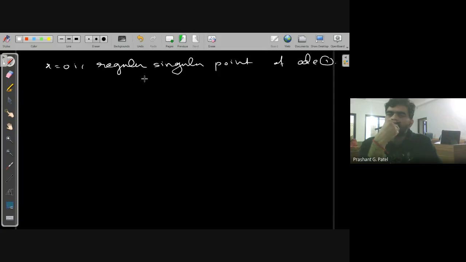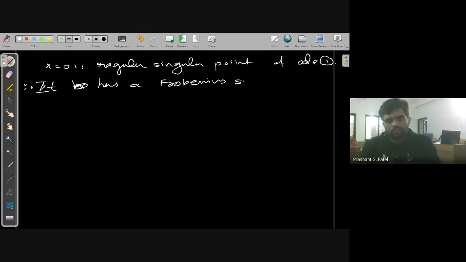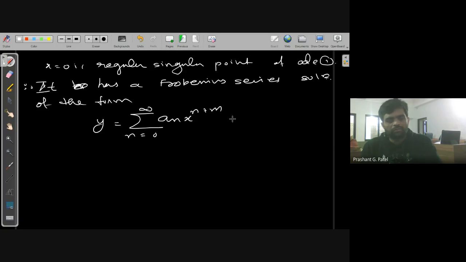Since it is a regular singular point, using Frobenius method, it always has one solution. To get the other solution, we have to see what are the roots of the indicial equation. So the first task is to assume a solution. Since it is a regular singular point, it has a Frobenius series solution of the form y is equal to summation n running from 0 to infinity a n x raised to n plus m, a 0 is not equal to 0 and m belongs to R.